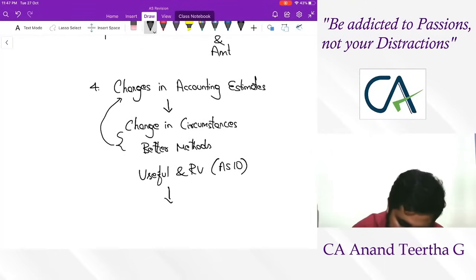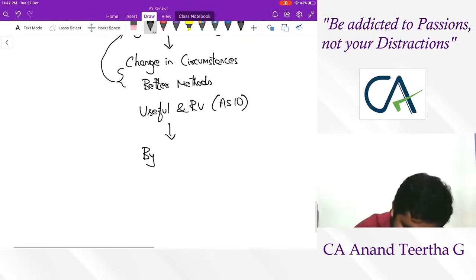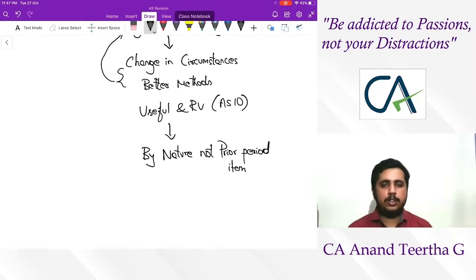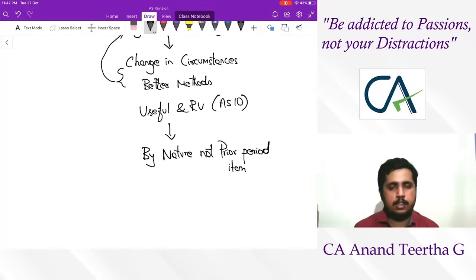Now, by default, by nature, it can never be a prior period item. Last year, debt was not recoverable only to the extent of 10%, so you provided a 10% estimate. This year 40% is not recoverable, so you are changing from 10 to 40. Will you call this a prior period item or a mistake, saying last year itself you should have given 40? No. Last year's circumstance told me 10%, this year is telling me 40%. So by default, don't assume that it's a prior period item. Changes in accounting estimate will be different.